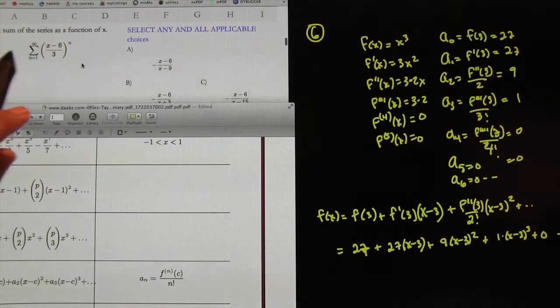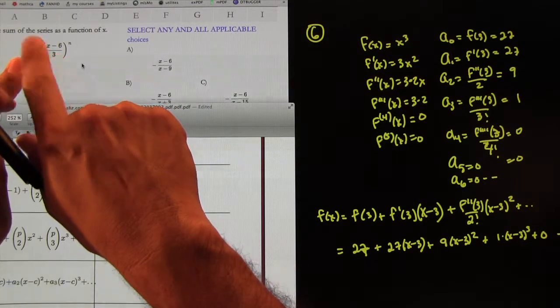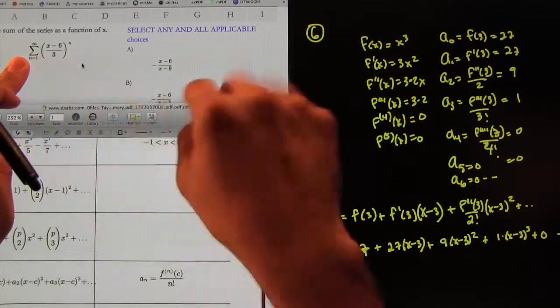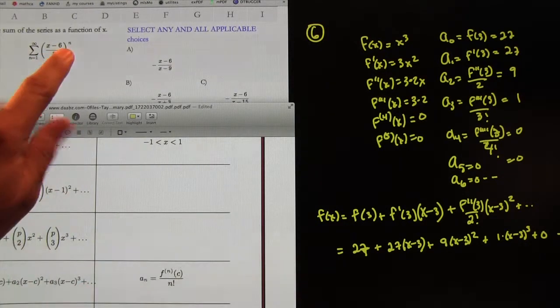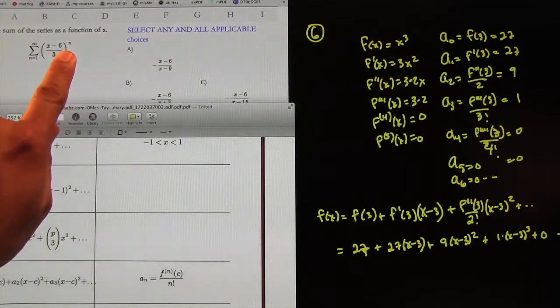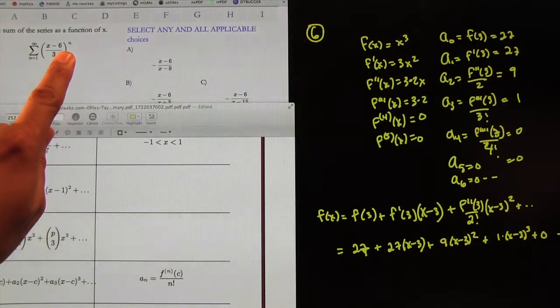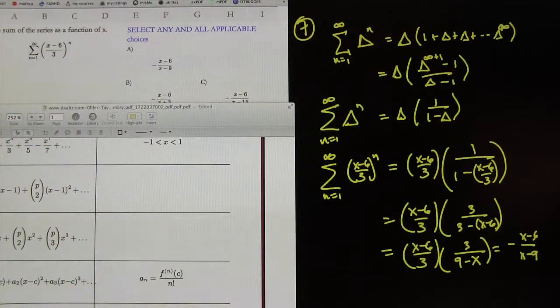Number 7 says, you've got a power series here, an infinitely long polynomial, and you try to match it up with which function it's equal to. Because I noticed the n here on the power, I can see that it's a geometric series. It's one of the super famous ones. So I'm going to use my geometric skills on that one. It's going to go like this.